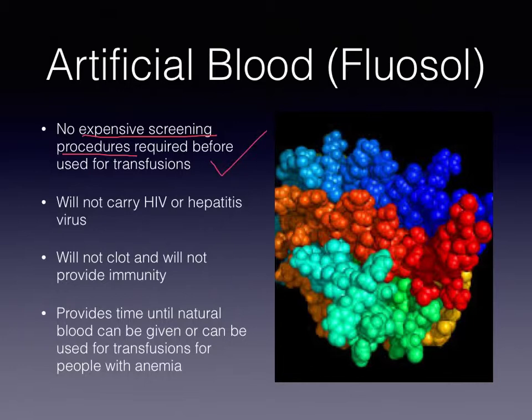Another good thing. Will not carry HIV or hepatitis virus. Another good thing. Will not clot and will not provide immunity. This is where it gets problematic. Provides time until natural blood can be given or can be used for transfusion for people with anemia, which is a good thing. And that's it.